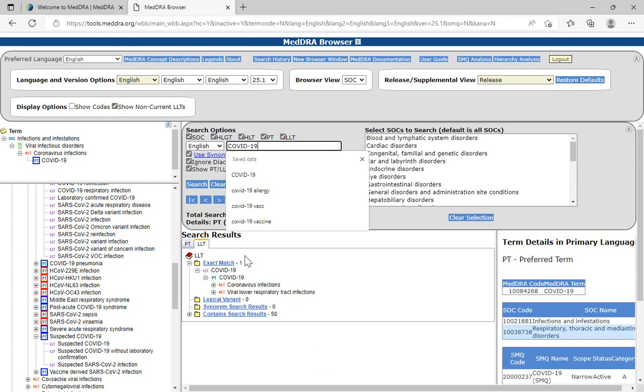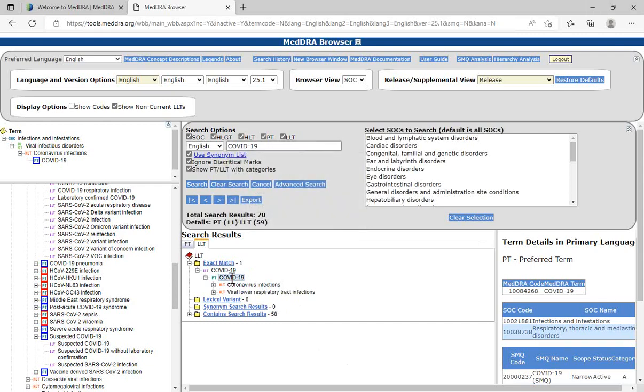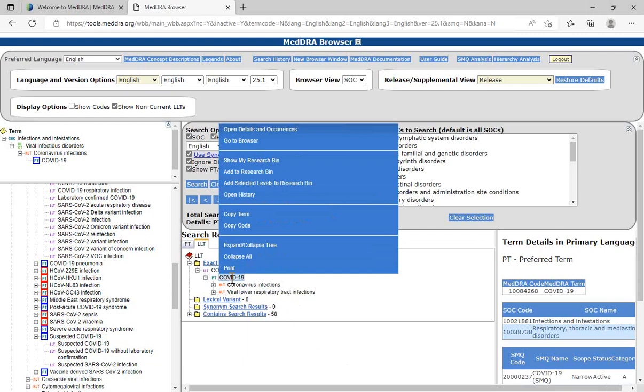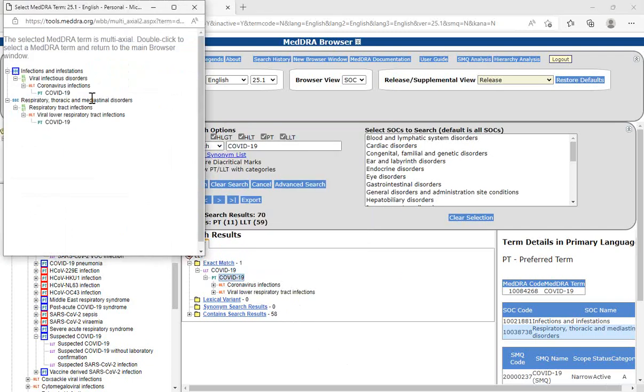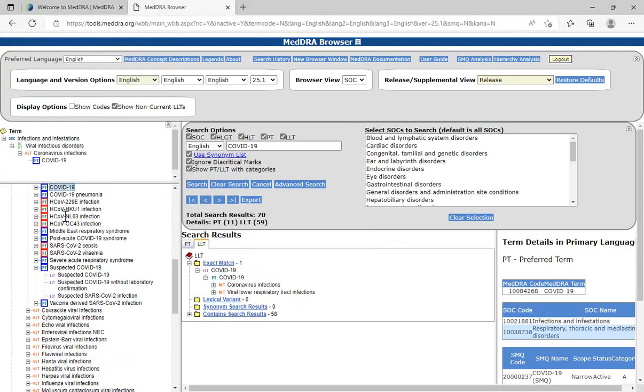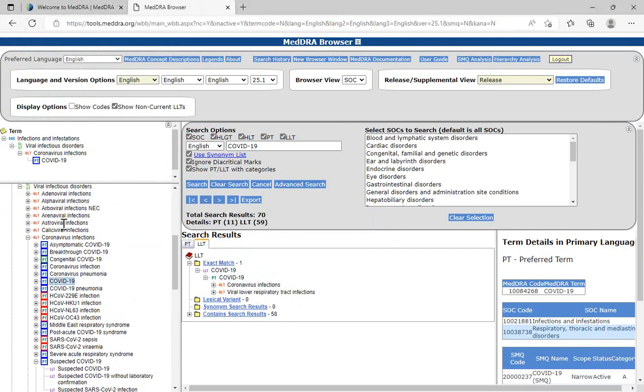Okay. So let's say I have some question about the particular PT COVID-19. I highlight the term with my mouse, I right click, and then there are these options. For this exercise, I went to go to browser. What that does is I highlight the term name under the primary SOC, which is always highlighted with a blue box around it. Then on the left-hand side, that particular term opens up, and I can see the hierarchy of it, where it resides, which HLGT, which SOC, which HLT.